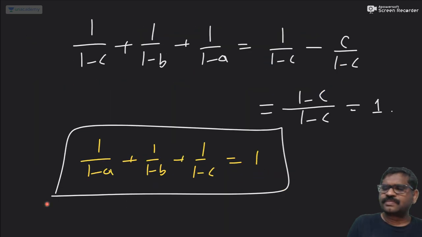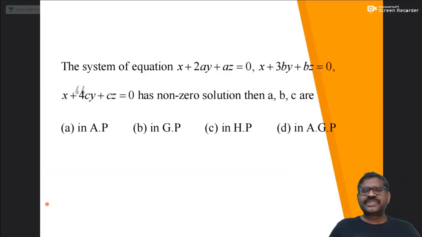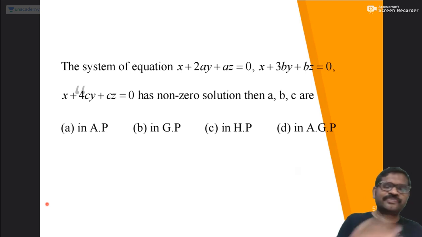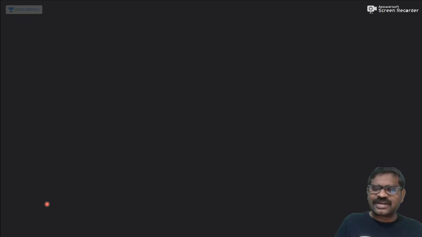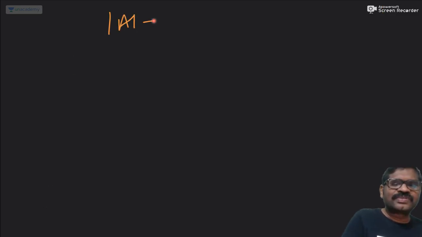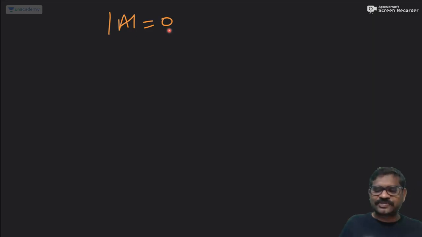Next column. x plus 2ay plus az equal to 0, x plus 3by plus bz equal to 0, x plus 4cy plus cz equal to 0 has a non-zero solution. Then a, b, c are in arithmetic progression, or geometric, or harmonic, or arithmetic-geometric progression, AGP. Now, same concept: det A equal to 0, because non-trivial solution.